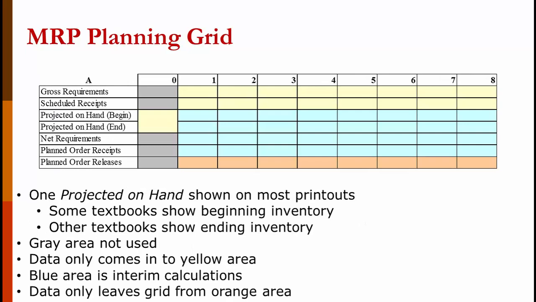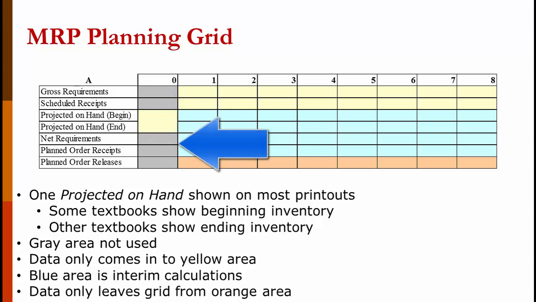Shown on the screen is the MRP planning grid that I use in the video tutorials. It's a little bit more complicated and color-coded, and you won't see that in a textbook. It also has 2 projected on hands, and almost all textbooks only show 1. That's because some use the beginning of the period, some use the end of the period, so I show both.